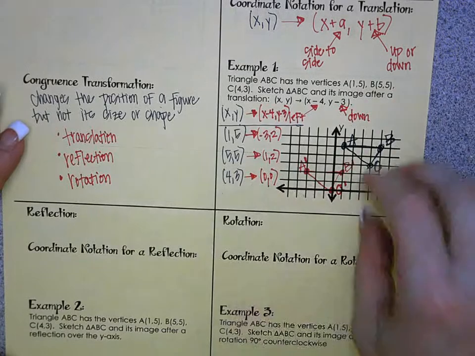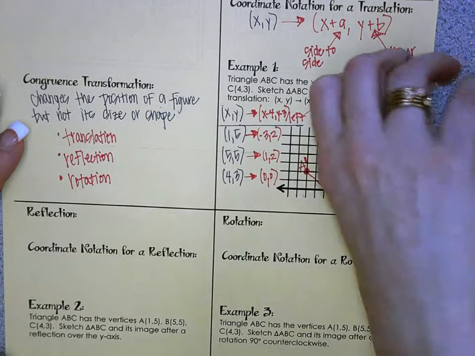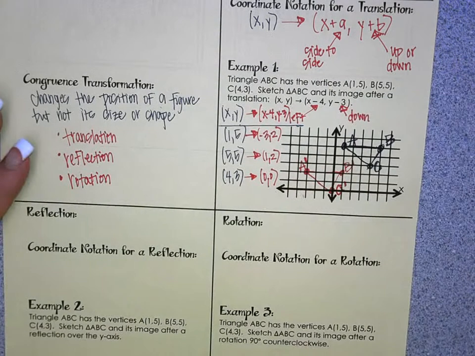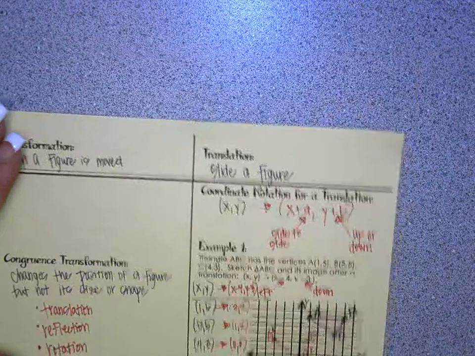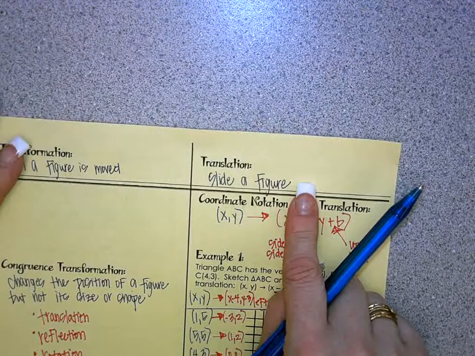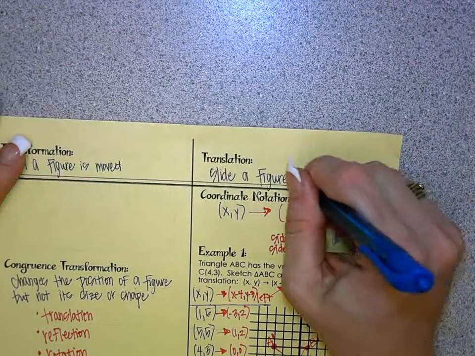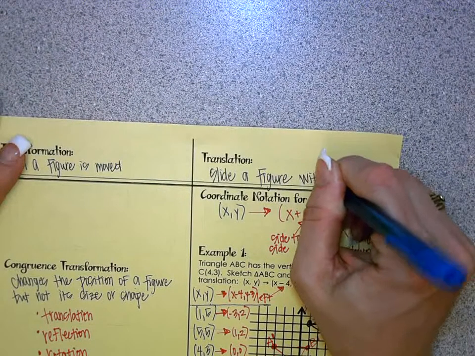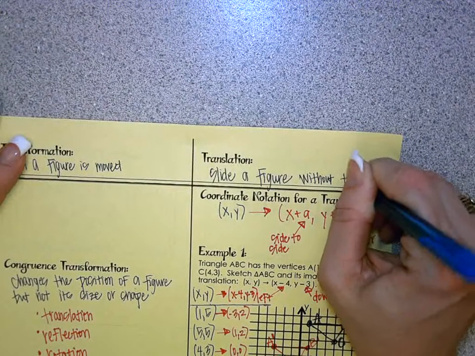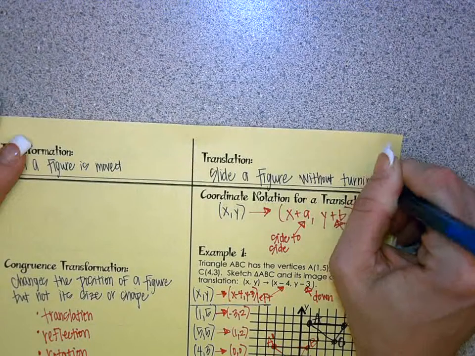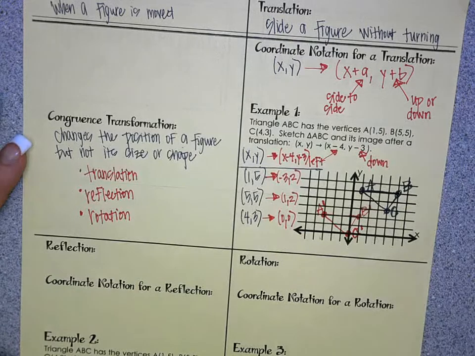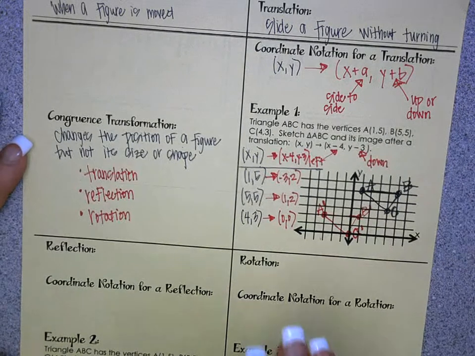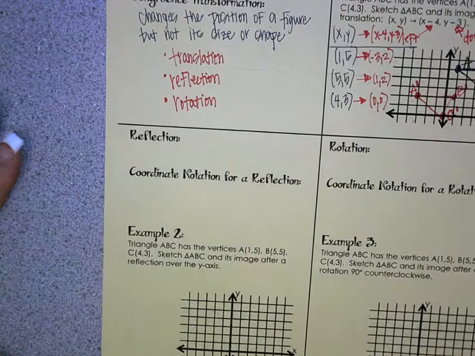Okay, so whenever you slide something, this basically slid something. It didn't turn it, it didn't flip it, nothing like that. Okay, it just slid it. And actually up here for translation, I would like you to write slide a figure without turning. Okay, there's no turning. So add that part. Slide a figure without turning. No turning.